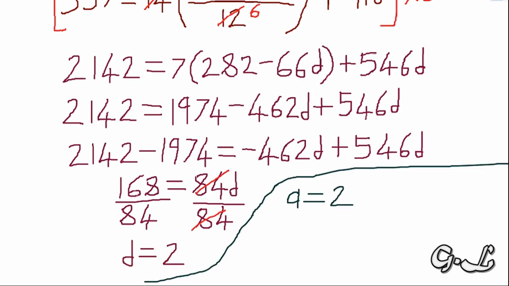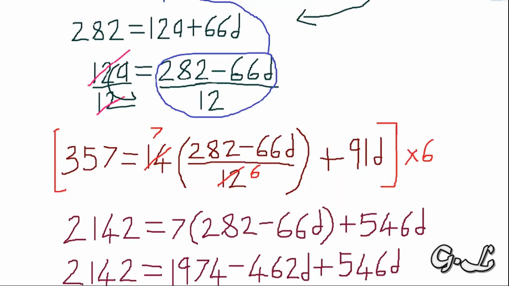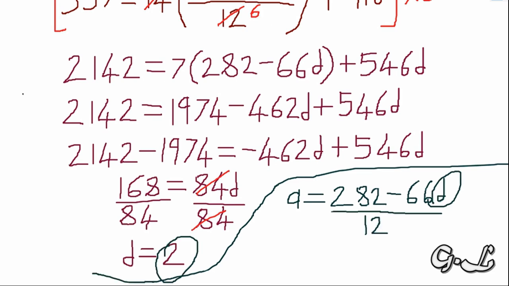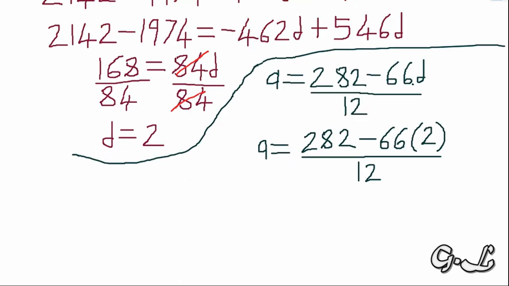What about A? What are we going to do? We're going to use that same equation that we formed. We said that A is equal to, that is the equation in case you're lost, A is equal to 282 minus 66D over 12. So where there is D, we're going to replace it with positive 2. So A is equal to 282 minus 66 open brackets 2 close brackets over 12.